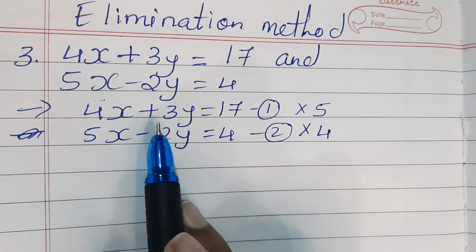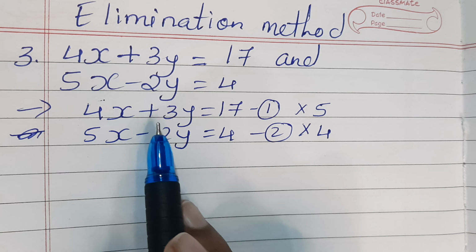Okay, done. Then 4 5s are 20x plus 3y, means 3 5s are 15y is equal to 17 multiplied by 5. What will you get? 17 multiplied by 5: 5 7s are 35, 5 1s are 5, 35 plus 50 is 85. Okay, we will get 85, right? So next, 5 4s are 20x minus 2 4s are 8y, 4 4s are 16. So change the sign, minus plus minus.